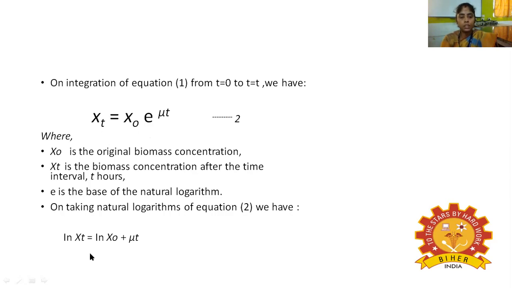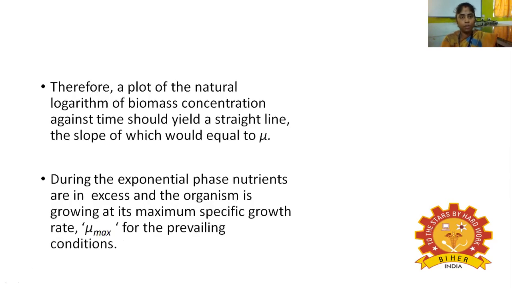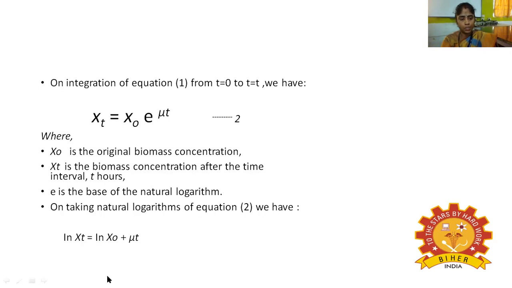This equation is said to be in the linear form, which can be written as y is equal to mx plus c. By rearranging this equation, ln of xt is on the y-axis and on the x-axis we take t. So that is y is equal to mx plus c. Plotting ln of xt against time t gives a straight line, and the slope, that is m, gives you mu.